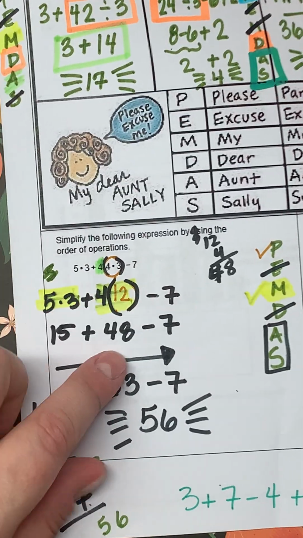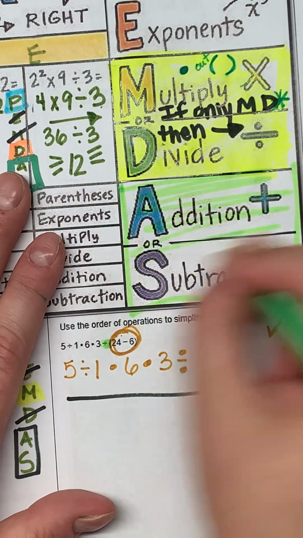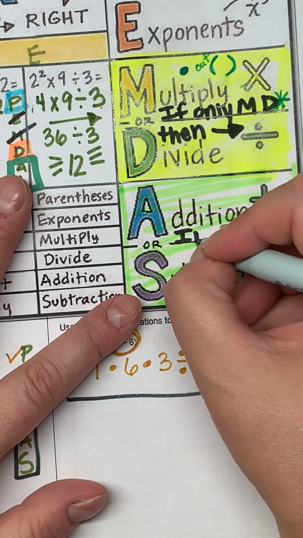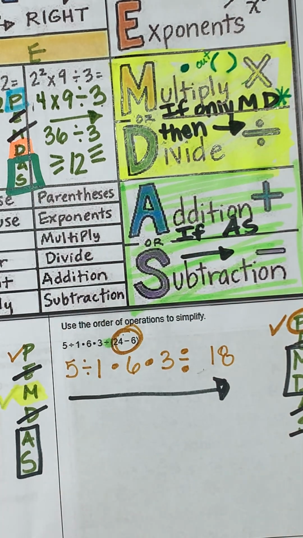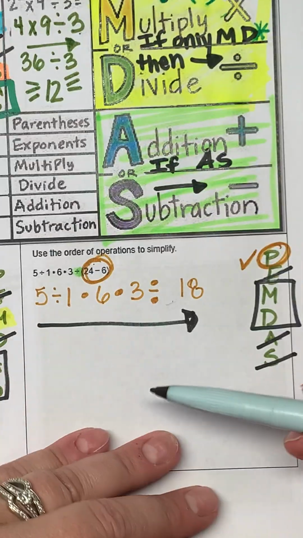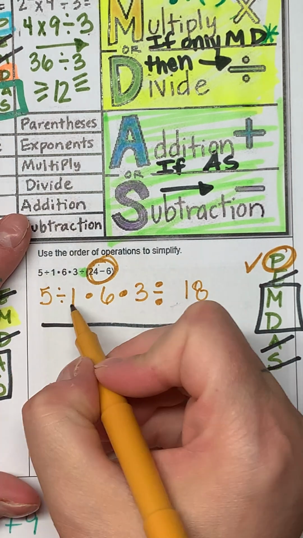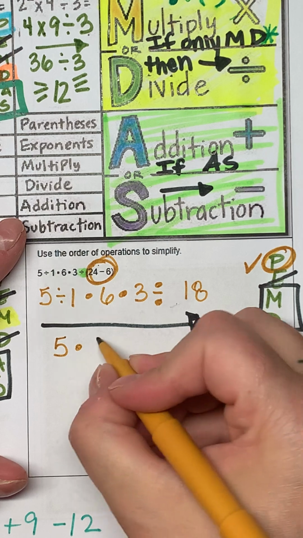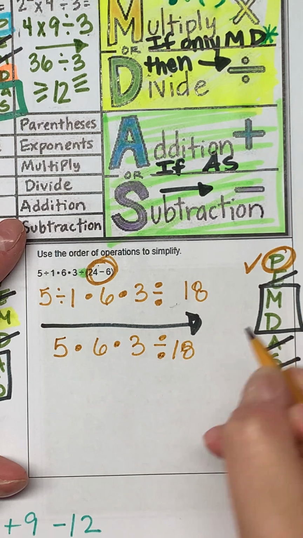Whereas earlier, like this left-hand problem, we only had addition and subtraction left over, and so we did it left to right. So if you only have addition and subtraction left over, then you go left to right. Okay, so let's go back to ours. We only have multiply and divide left, so we're going to go left to right. Let's see. 5 divided by 1, 5. Let me keep writing this down. Times 6 times 3 divided by 18. Okay, keep going left to right.